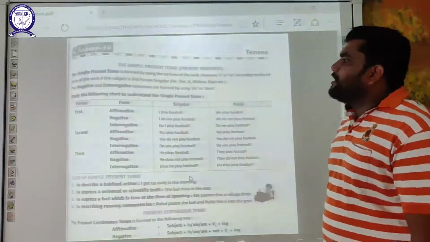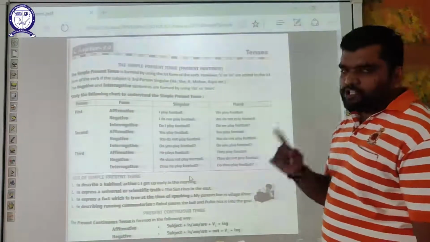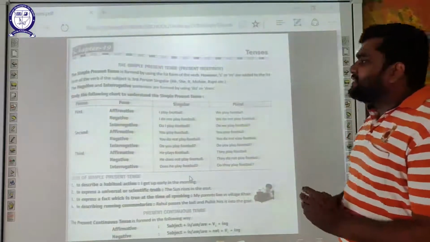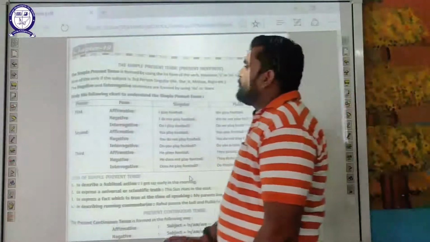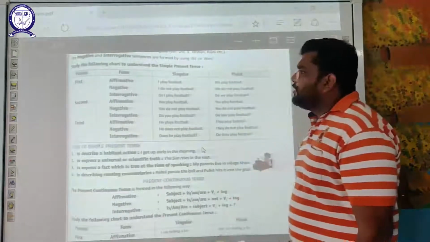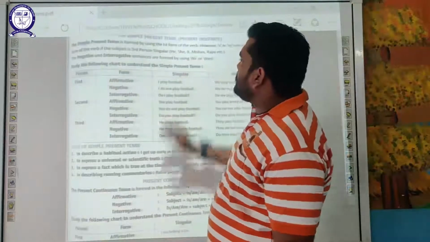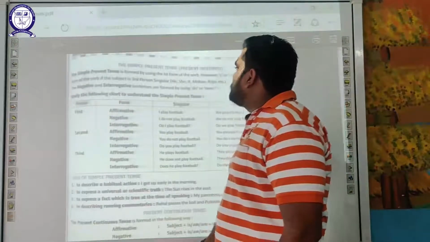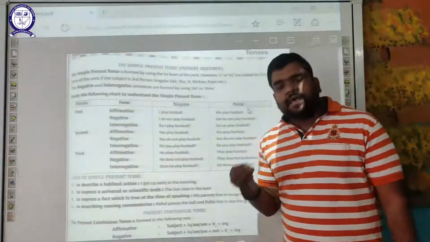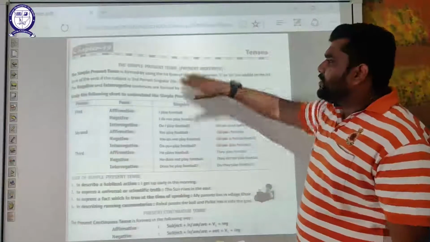Now moving ahead, what is simple present tense? It is formed by using the first form of verb, but s or es is added to it. What is the formation for simple present? Subject plus first form of verb plus s or es plus object. This is the simplest one in simple present tense.